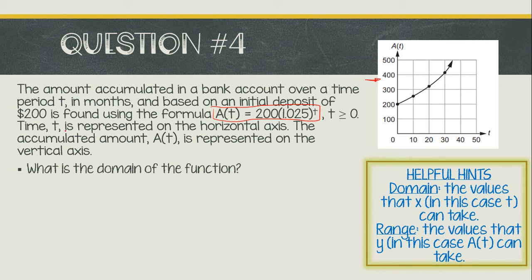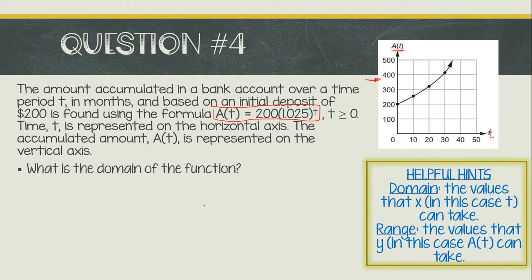Time, or T, is represented on the horizontal axis, so we can see here's my time, and then A of T is represented on the vertical axis. That would be like my y. So, some helpful hints to remember.